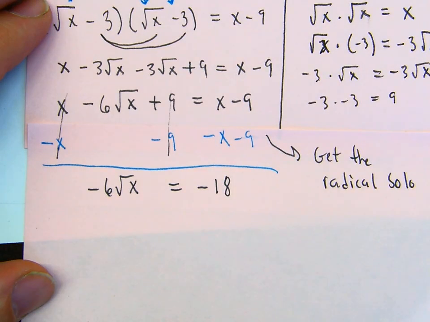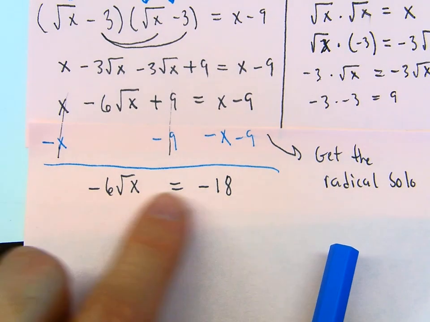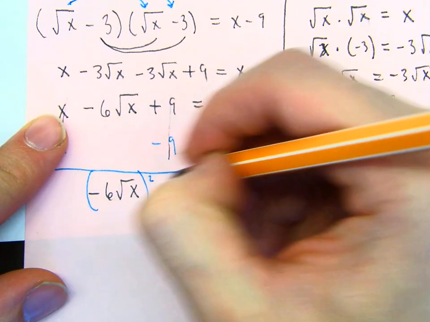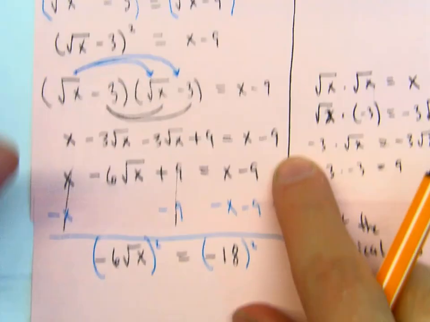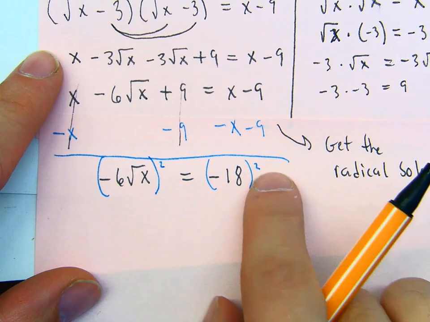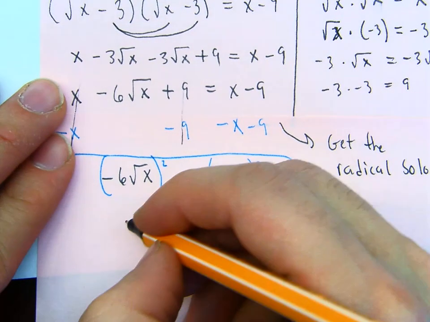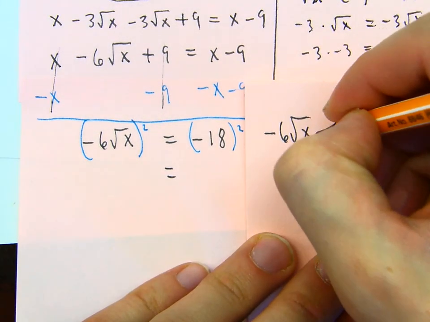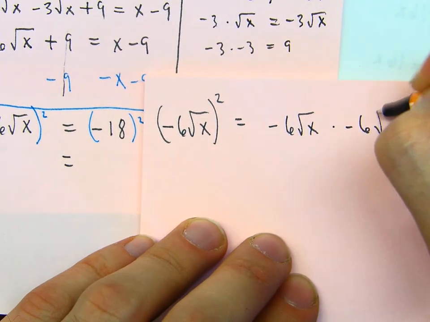Okay? And then how can you continue further? You see, now that the radical is by itself, what was the reason to get the radical by itself? Because now we can square both sides again. Just because we squared it once doesn't mean we can't do this trick again. So that's the idea. Now here, what is negative 6 square root x squared, right? Just to show this again, this is negative 6 square root x times negative 6 square root x.